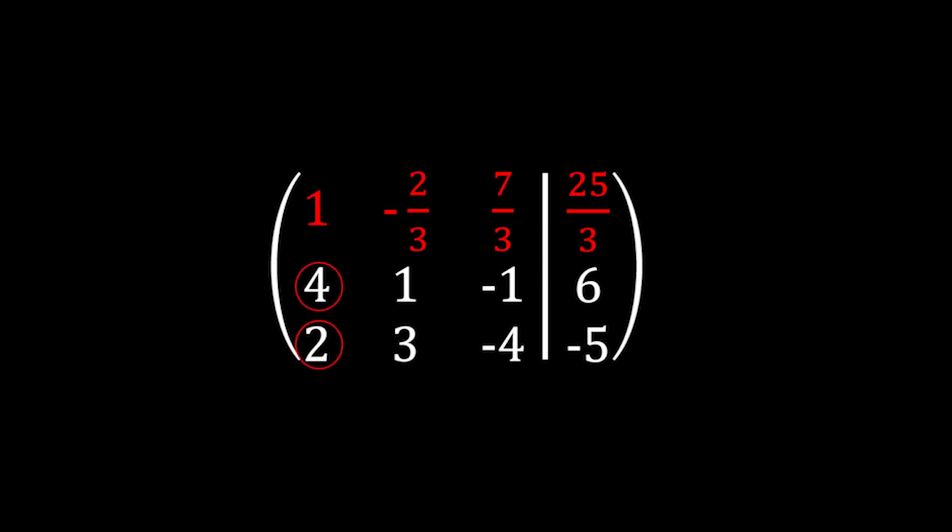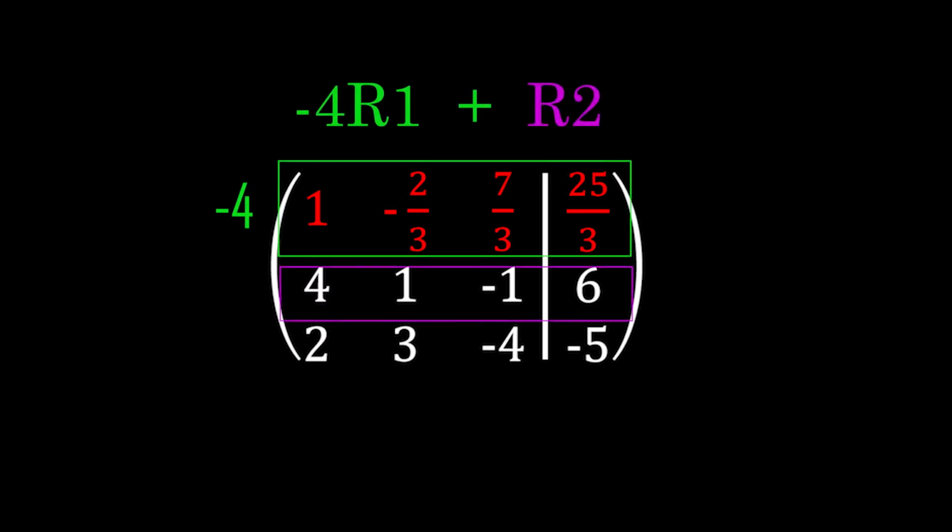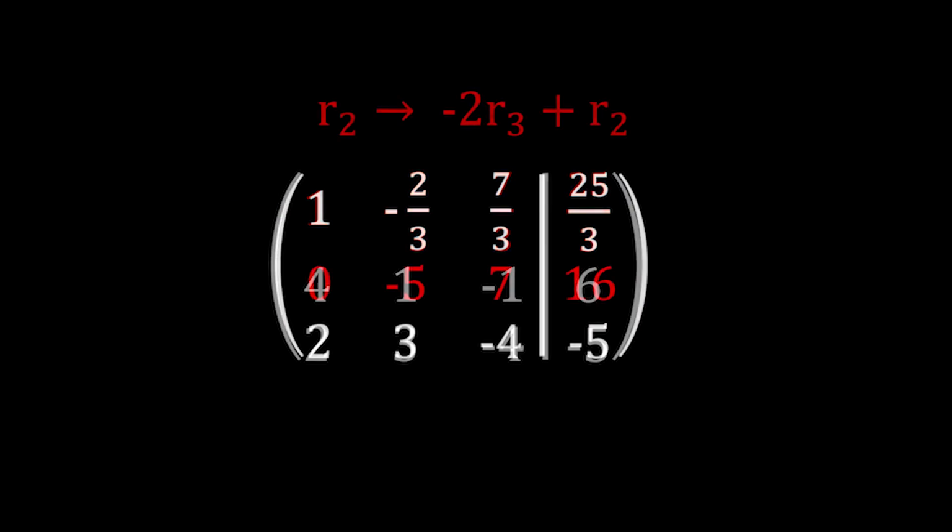So the first thing we should probably do is get rid of that 4. Now what we could do is multiply the first row by -4 and add it to the second row, but I want to avoid using fractions as much as possible. So what I'm going to do instead is take the third row, multiply it by -2, and then add it to the second row. This will minimize the amount of fractions we'll be dealing with. Now we've got to cancel out that 2.